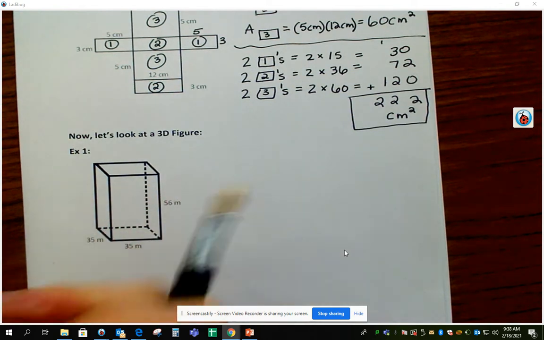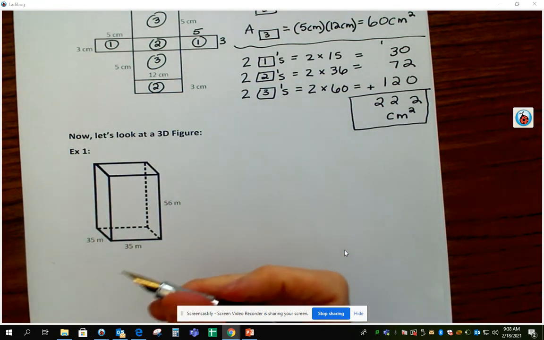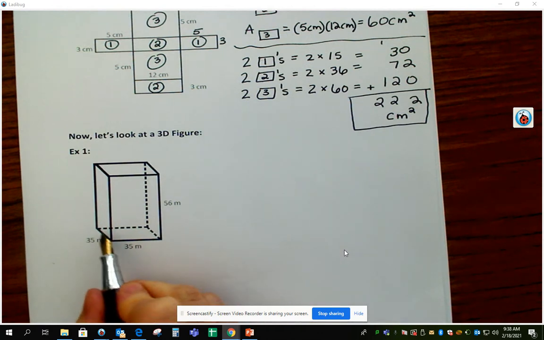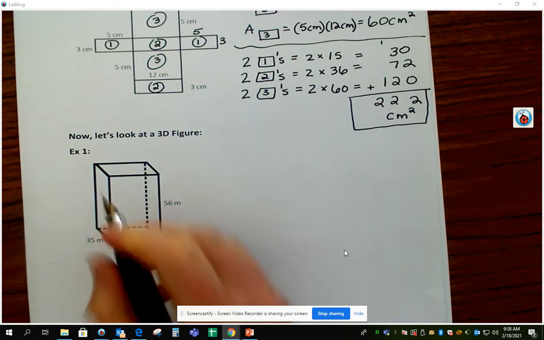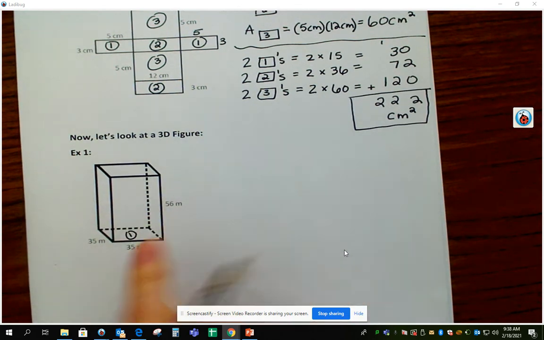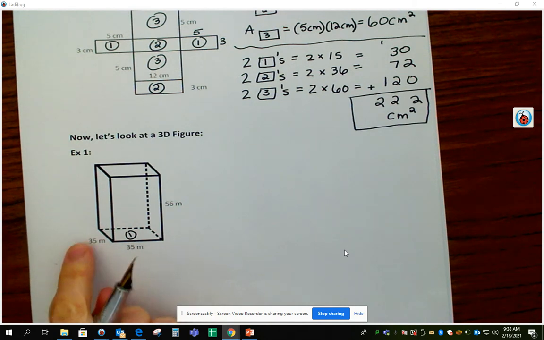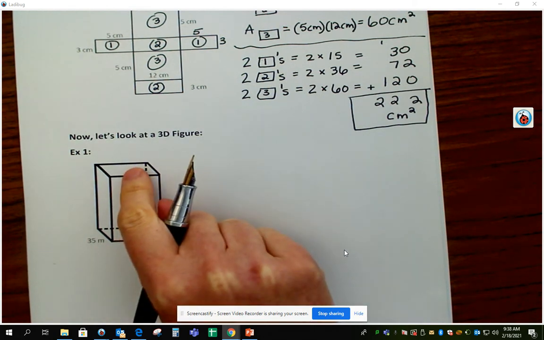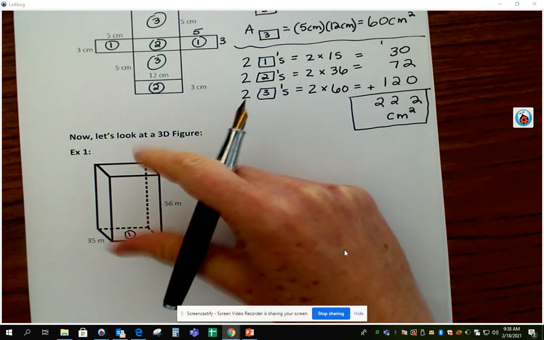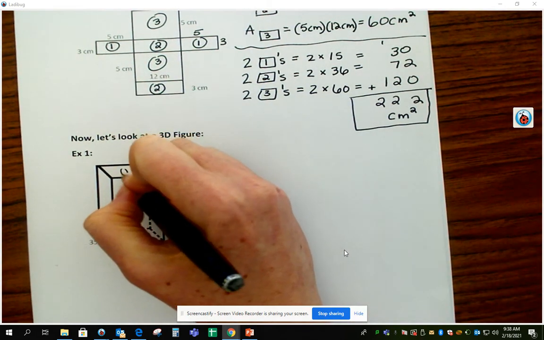Now, if we're given a 3D figure, we're going to do it the same way. We just kind of have to make the net in our head. So if I notice that this box on the bottom, the very base, I'm going to call that 1. It's 35 by 35. And I see that the one on the top is also the same. They have the same dimensions. So I'm going to also label that 1.